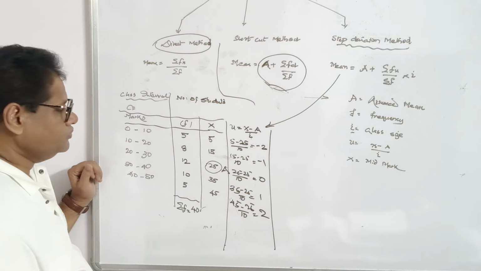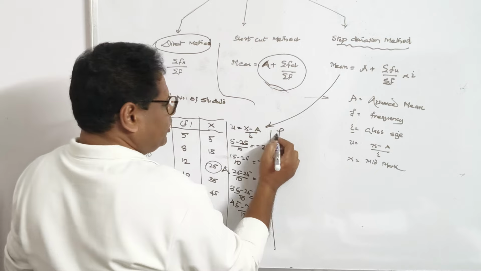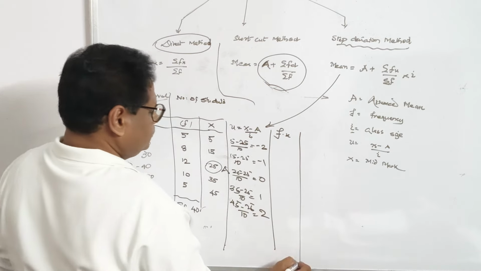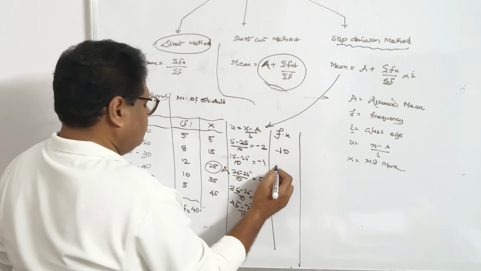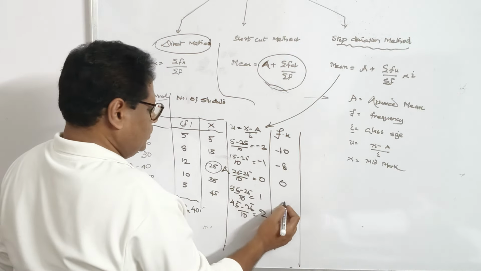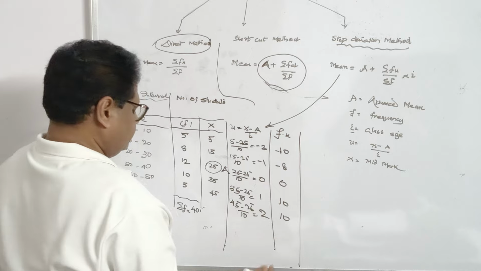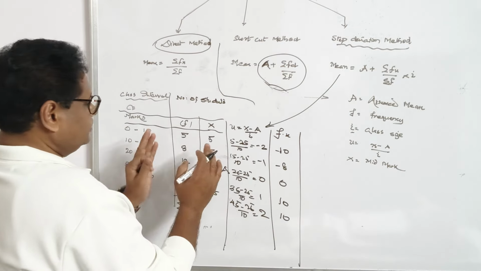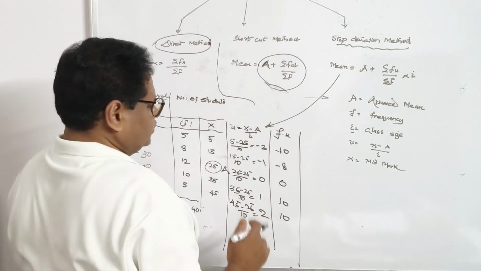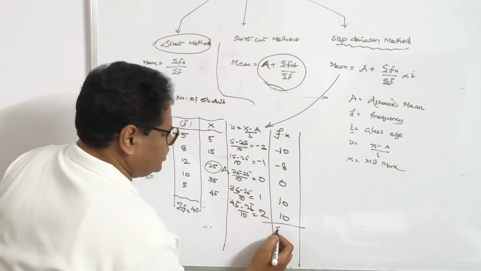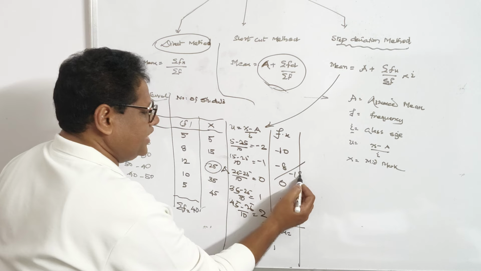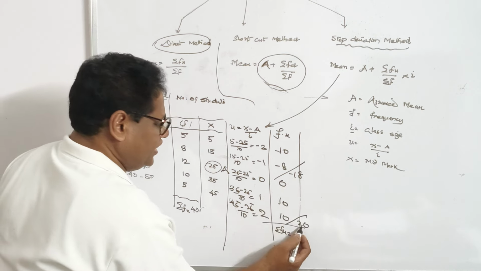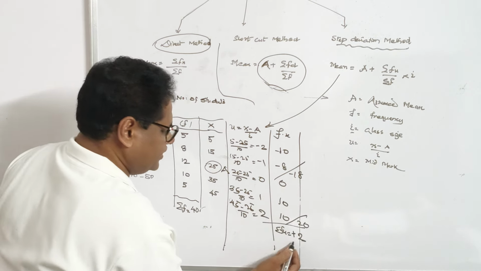Okay. Now you have to find the product of f and u. F is this one, u is this one. So it's minus 10, minus 8, 0, 10 and again 10. See, this is the product f into u. Now the algebraic sum comes to sigma fu, and that is, here we have minus 18, here we have plus 20, so it is plus 2, right?